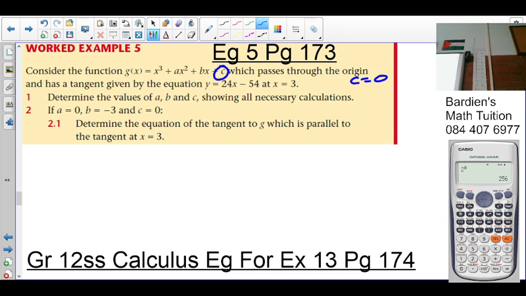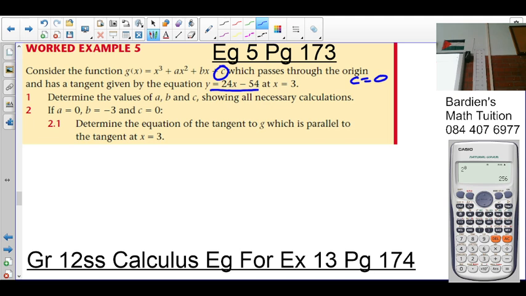But anyway, it's passing through the origin and has a tangent given by the equation y is equal to 24x minus 54 at x equal to 3. What can we derive from there? Many things, yes, many things.